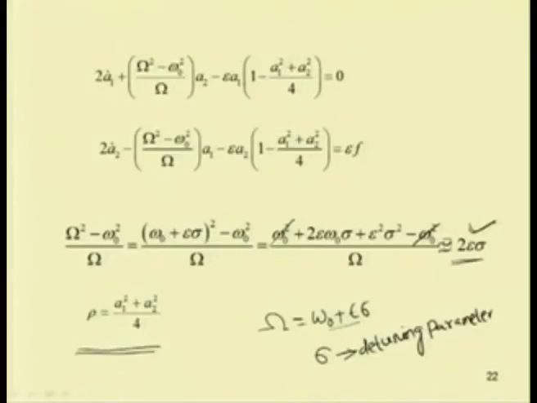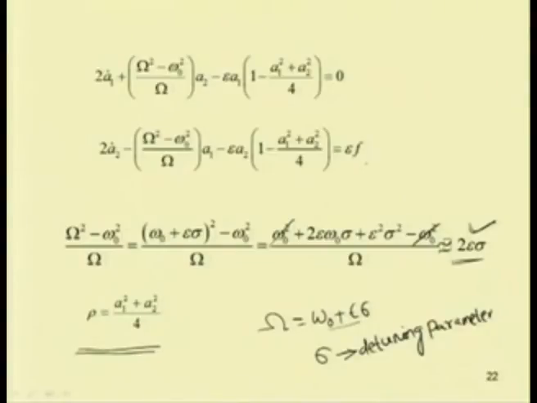So, by putting this term nearly equal to 2εσ, these two equations can be written as 2a₁' + 2εσ a₂ − ε a₁(1 − ρ) = 0, where this term is written as ρ. Similarly, the second equation can be written as 2a₂' − 2εσ a₁ − ε a₂(1 − ρ) = εf.